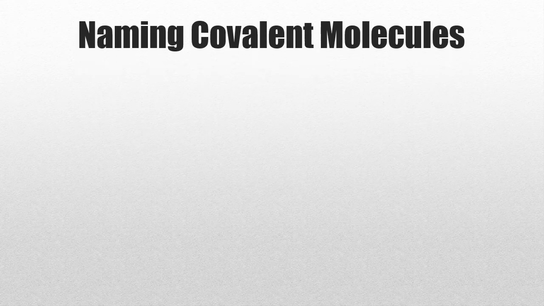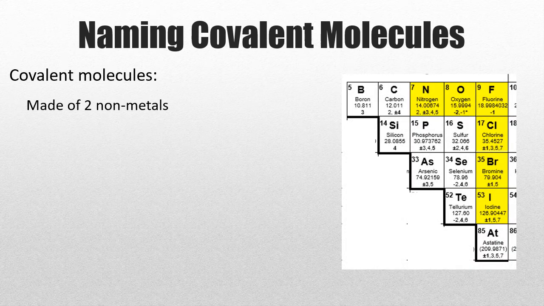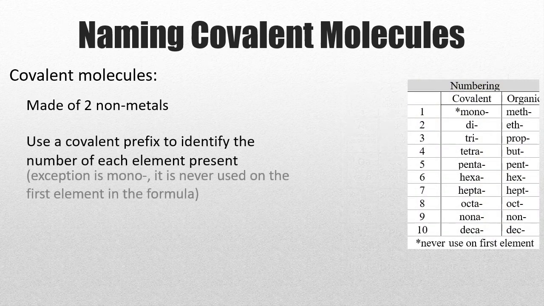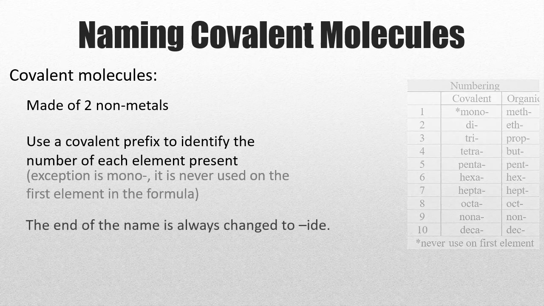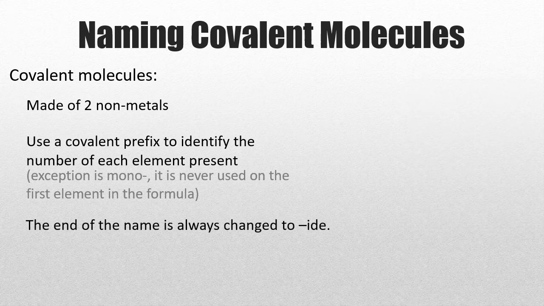Naming covalent molecules. Covalent molecules are made of two nonmetals. They use a covalent prefix to identify the number of each element present. Note, there is an exception, mono. It is never used on the first element in the formula. And the end of the covalent molecule name is always changed to "ide."